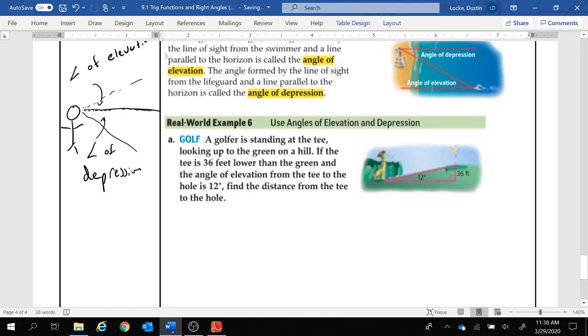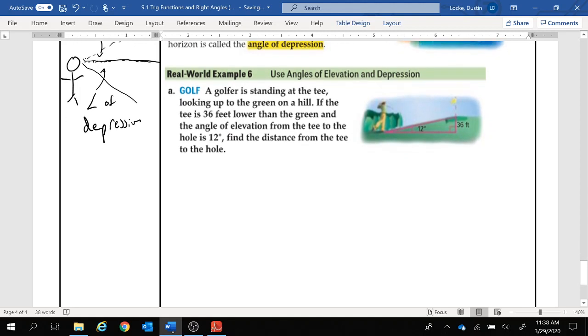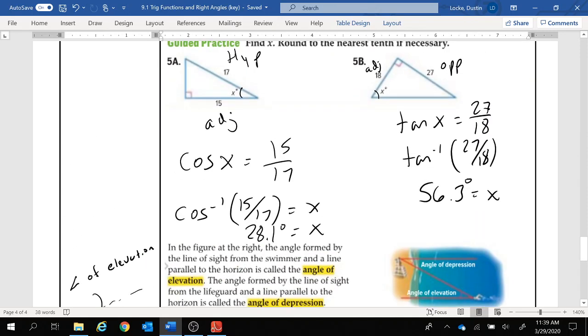Okay, so let's move on to our last example. It says a golfer is standing at the tee, looking up to the green on a hill. If the tee is 36 feet lower than the green, the angle of elevation from the tee to the hole is 12 degrees. Find the distance from the tee to the hole. Notice how this is already set up perfectly for us, as if we had just completed some of these right triangle problems. I guess this is more from part one, but it's asking us to find the distance from the tee to the hole.